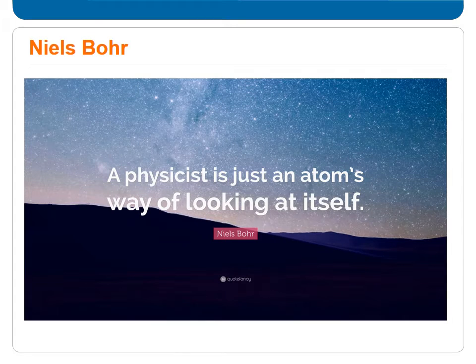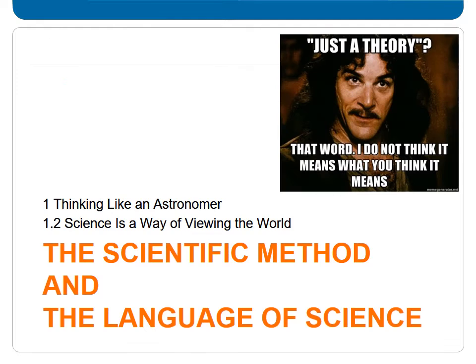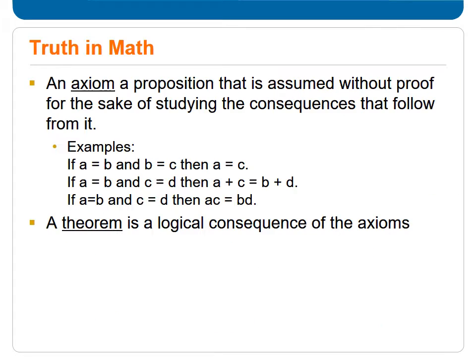The chapter title is Thinking Like an Astronomer. Niels Bohr is quoted as saying, "A physicist is just an atom's way of looking at itself. Astronomers think like that." The scientific method is a systematic way of testing new ideas or explanations. This lecture explains how the scientific method works and how it differs from other philosophies.